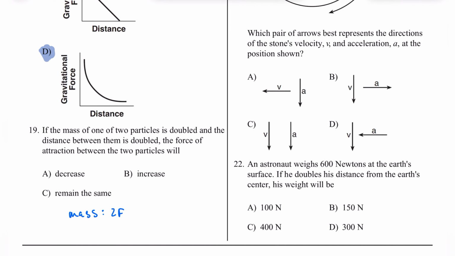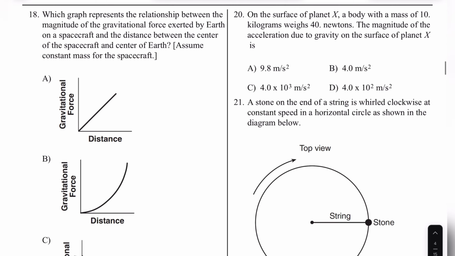And when our distance is doubled, our force is going to be quartered. It's going to decrease by 1/4. So ultimately, the change in distance is going to outweigh the change in mass. So even though mass is increasing the force by 2F, the distance is going to be decreasing it by 1/4. And that's going to outweigh it. So we're going to have an overall decrease.